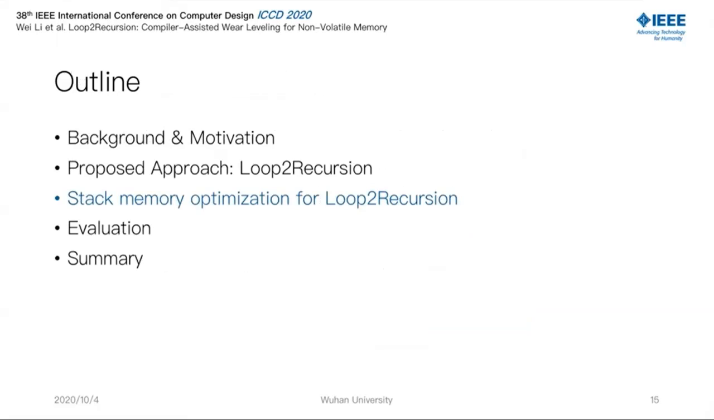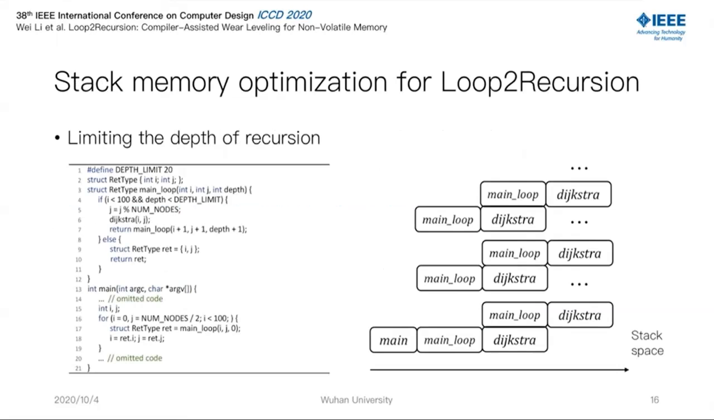By transforming loops to recursions, we can achieve better wear leveling, but it may substantially increase the stack memory consumption. Without any control, excessively deep recursions may exhaust all the available stack memory. Therefore, we also propose to optimize stack memory usage for loop to recursion.